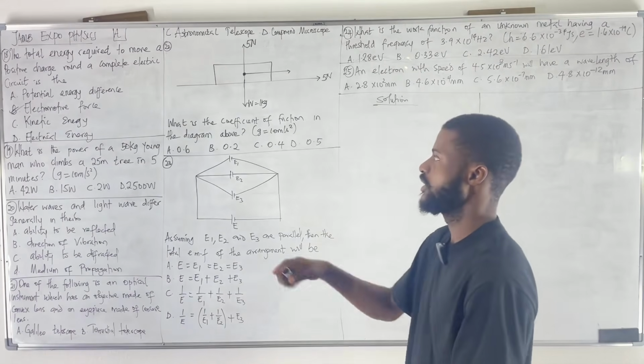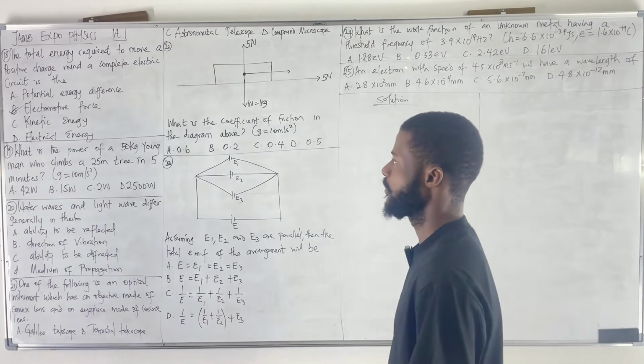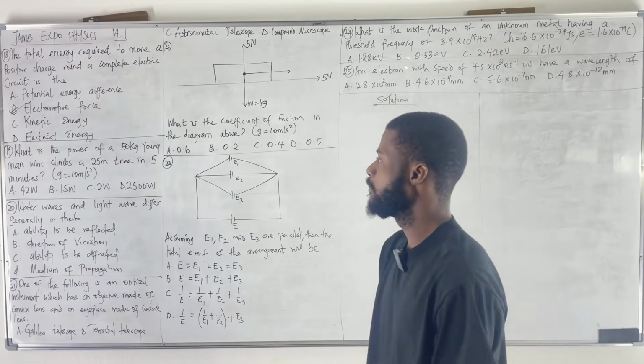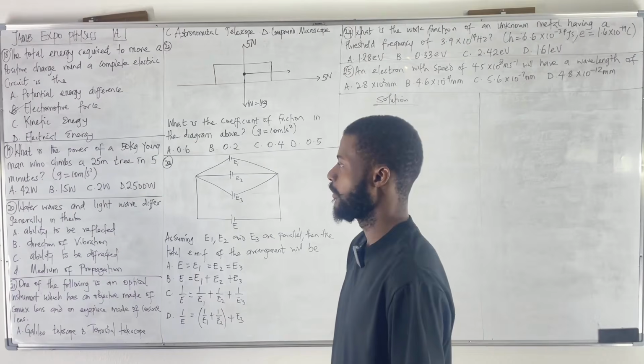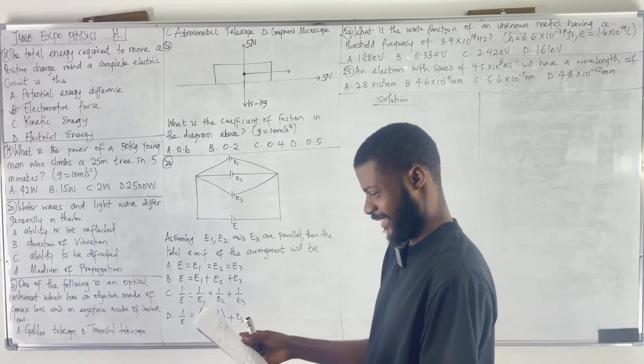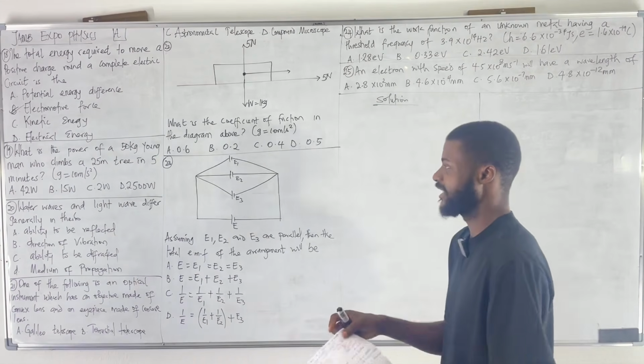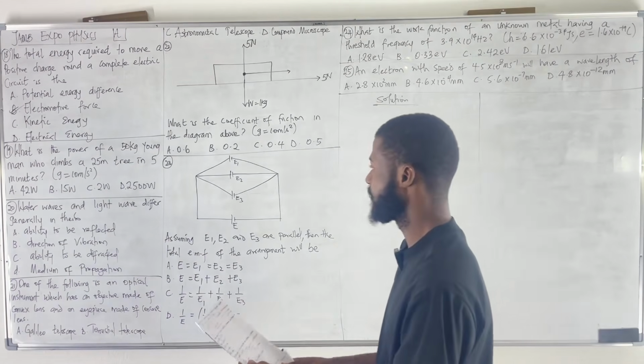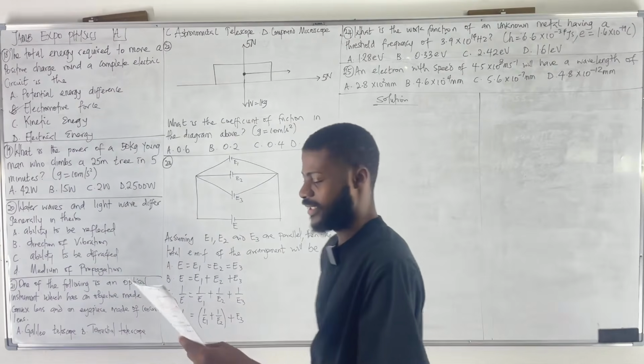That's the total energy to move a charge around the circuit. All right. So the next one says, what is the power of a 50 kg young man? Did you really write 50 kg there? A 50 kg young man who climbs a 25-meter tree in 5 minutes.